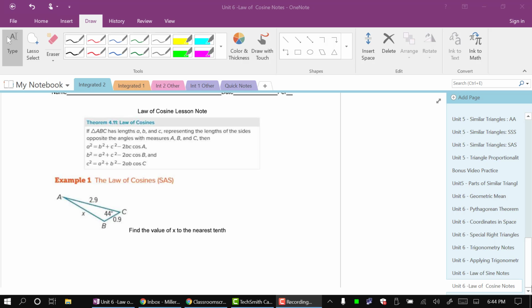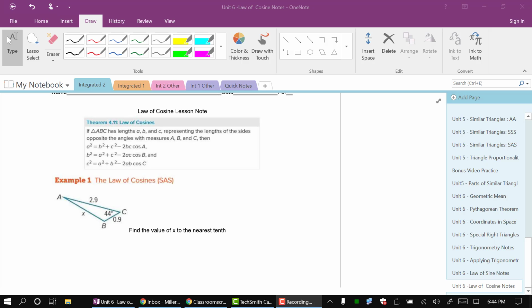Today we're going to be looking at the law of cosines. Theorem 4.11, law of cosines: if triangle ABC has side lengths a, b, and c, opposite the angles with measures A, B, and C, then a squared equals b squared plus c squared minus 2bc cosine A.